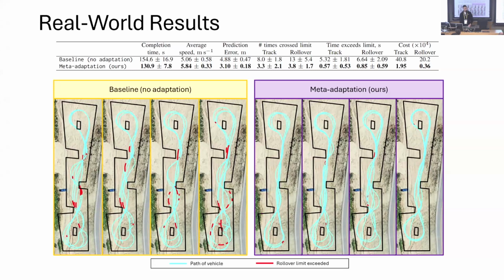And so here are the results. We ran 4 runs each with the baseline and 4 runs with meta adaptation. If you look at the table at the top, it had the fastest completion times around the track and the lowest prediction error. If you look at the baseline on the left, the blue paths it took are more erratic between runs. The red spots are all the parts where it exceeded the rollover safety threshold. With meta-adaptation, with our approach, the runs are more consistent, and it doesn't go out of bounds as much, and it doesn't exceed the rollover safety limit as much.